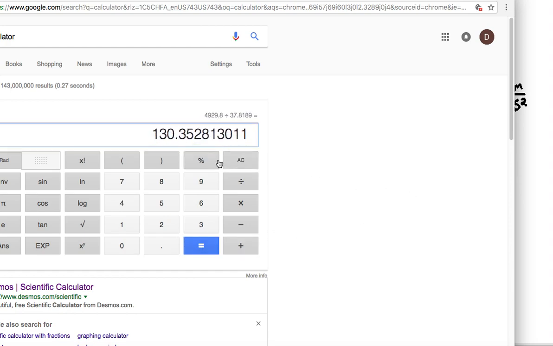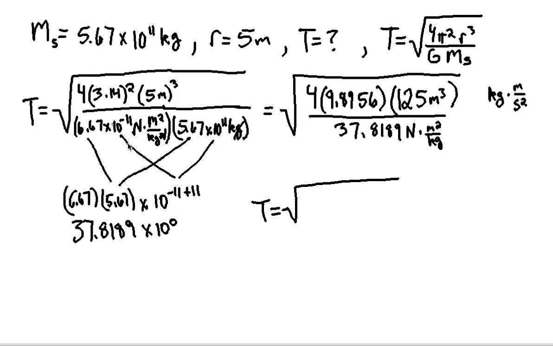Alright, so I'm not going to write that whole thing down. Let's just round it to that 0.35. So the square root of 130.35. Like I said before, when I just plug this in here, these cancel out. This times this is meters cubed. Meters cubed cancels out with these meters cubed. I'm left with second squared in the denominator of a denominator, which puts it in the numerator.